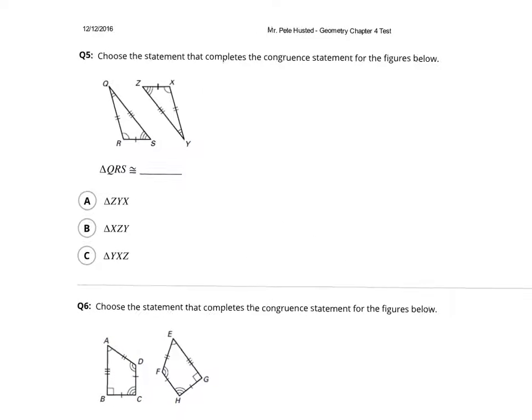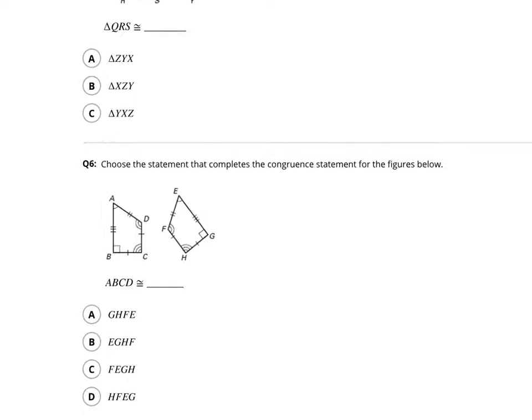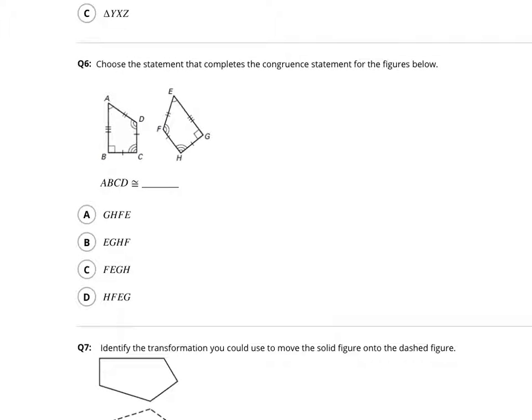Okay, question 5. They want us to help complete the congruent statement. So they say QRS, so QRS. Okay, so this is the order that they go in. How would you name the other triangle to make them congruent? Remember, you got to go around in the same order. So who matches up to that? It's the same thing in number 6, only it's a 4-sided figure. So they go A, B, C, D. So how would you go around on this shape over here? That's what you got to choose from.